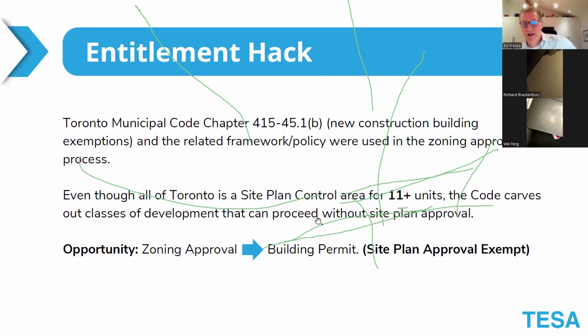So the trick, the entitlement hack that I was referring to, why can you get 16 units on this property? What makes it so special? Well, there's a chapter of the Planning Act, 415-45.1B, basically says that you have some exemptions, and if you're going through this particular one at the same time as you're going through with your building permit, etc., you're able to circumvent the site plan approval process.